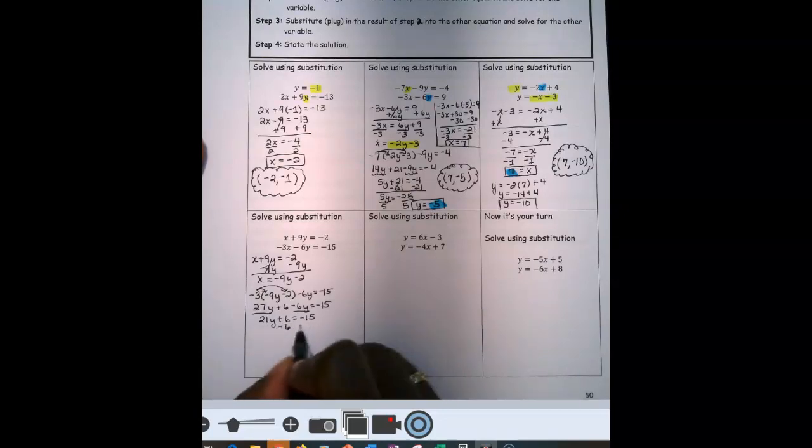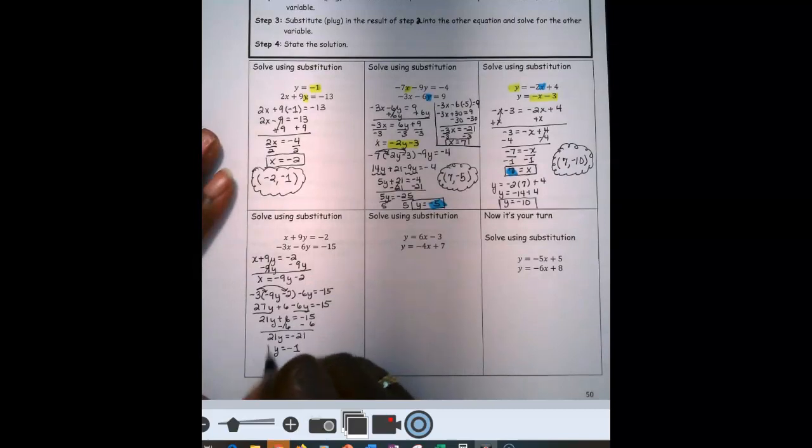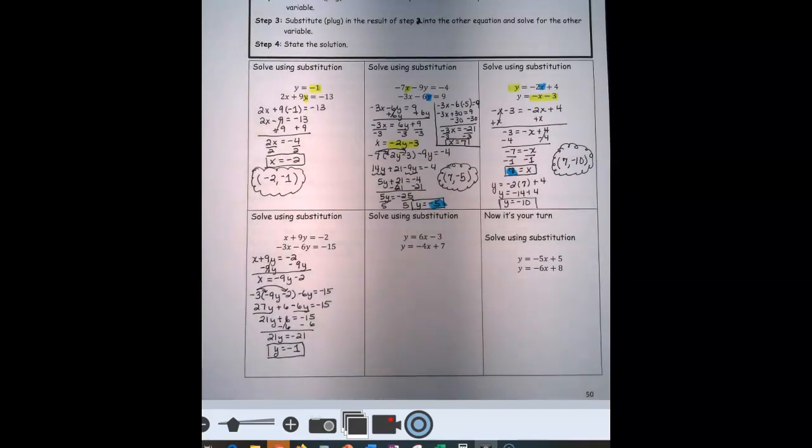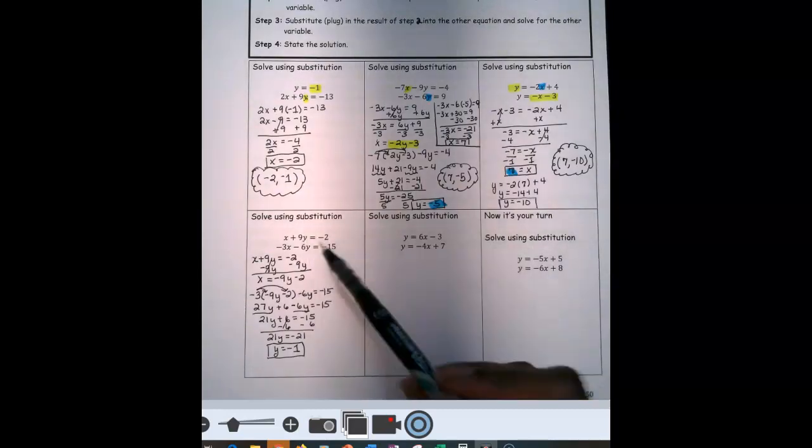Subtract 6 from both sides of the equation. We've got 21y equals negative 21. Therefore, y must be negative 1. And again, it's not that I didn't know what I was doing. I did skip that division because by now we should know that that's what we do as the last step. So now I'm going to take y and I'm going to substitute and solve for x.